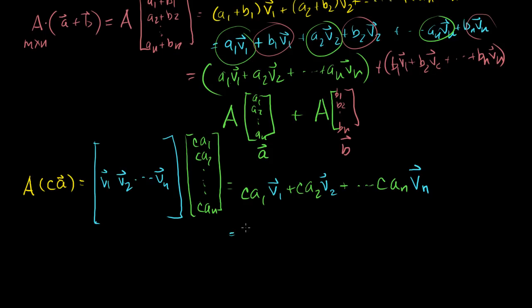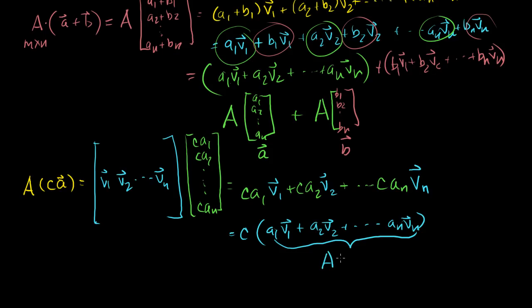So this will be equal to c times a1 v1 plus a2 v2 plus all the way to an vn. And what is this thing equal to? Well, that's just our matrix uppercase A times my vector lowercase a. Maybe I'm overloading the letter a. Where the lowercase a is just this thing right here, a1, a2, and so forth.